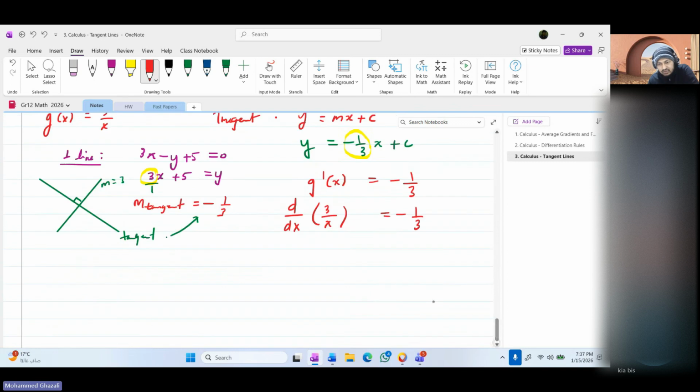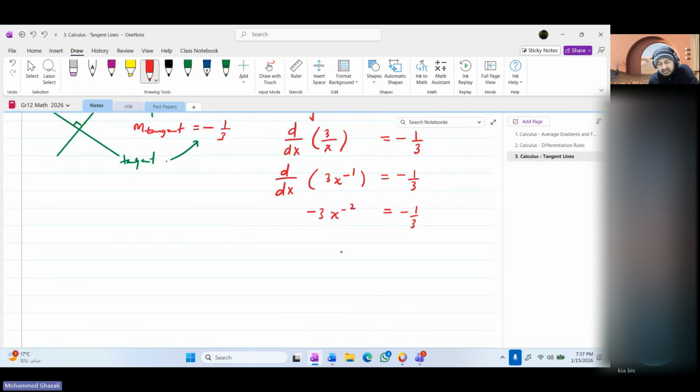We have a problem because this is not in power form, so we're going to put it in power form: 3x to the power negative 1. Now we are going to differentiate and drop the d dx. Negative 1 times 3 is negative 3, x to the power negative 2. Take away 1 from the power, which is equal to negative 1 over 3.